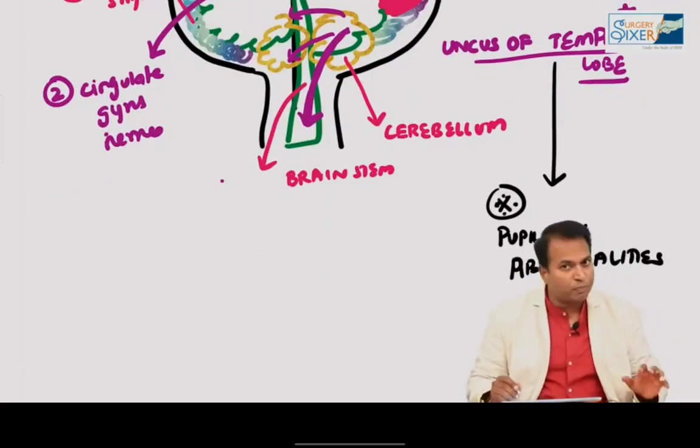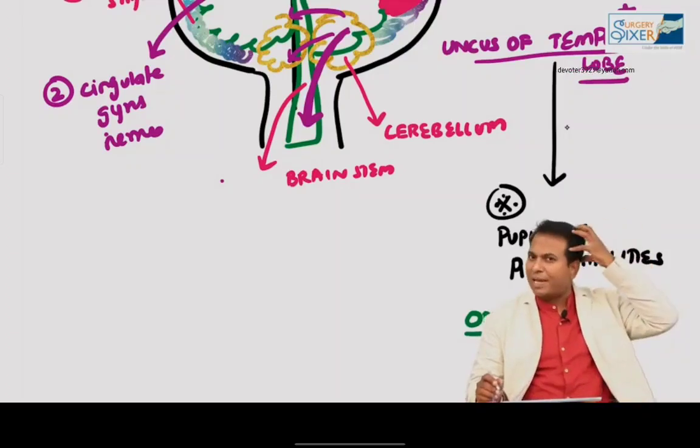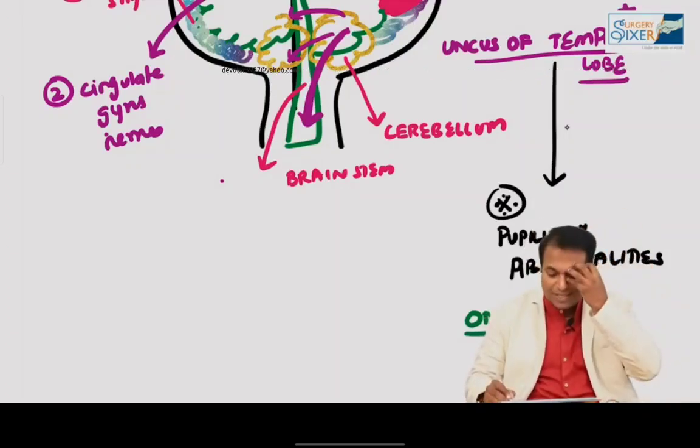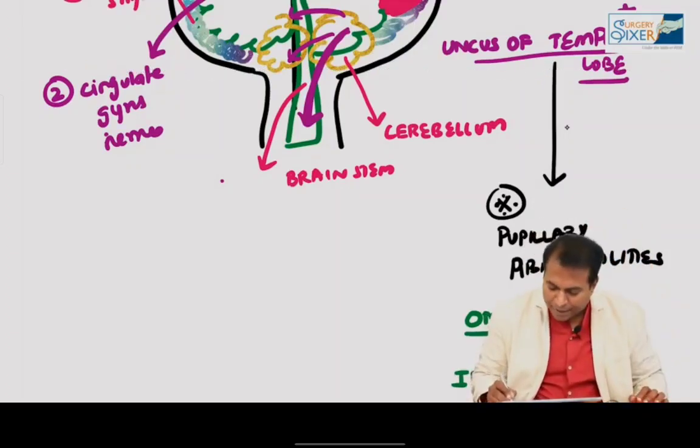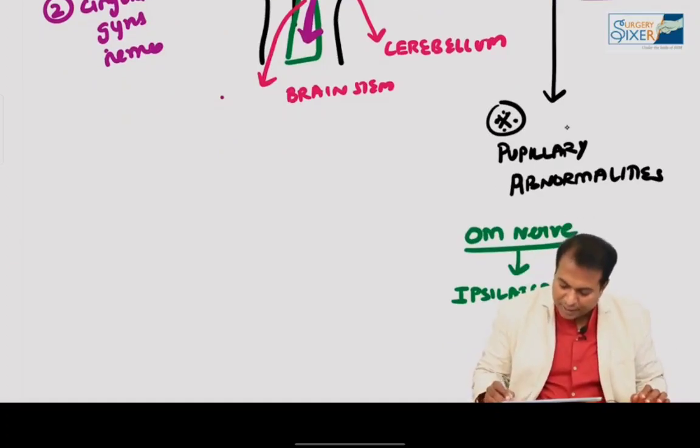One such type of pupil abnormality due to oculomotor nerve compression is seen in this case. For example, if I have a left side hematoma here, the oculomotor nerve is compressed here. What will happen to this eye? Ipsilaterally, I will get a fixed dilated pupil. Please don't forget this: ipsilateral, fixed dilated pupil will happen on that side.